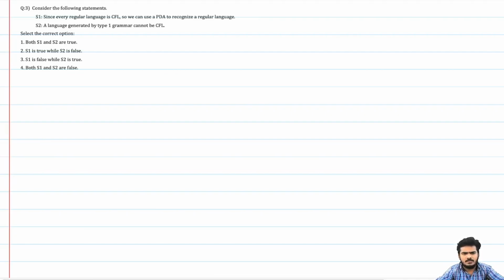We know that a PDA is nothing but a finite automaton plus memory, and that memory is also finite, that is the stack. So in the case of regular languages we don't require a stack, as we have already seen.